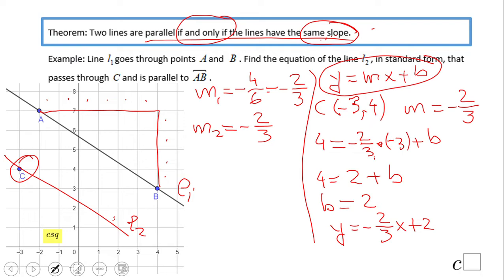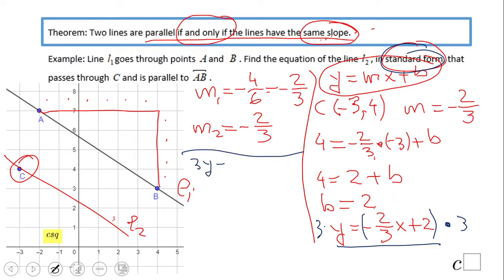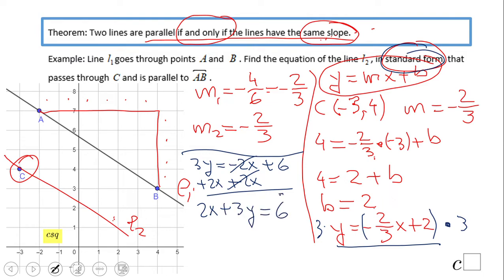And if you really need a standard form, this one is the slope-intercept form. So we multiply by 3 on both sides, because we're going to get rid of the fraction. And you have 3y equals negative 2x plus 6. Add 2x on both sides, and you have the standard form, which is 2x plus 3y equals 6.